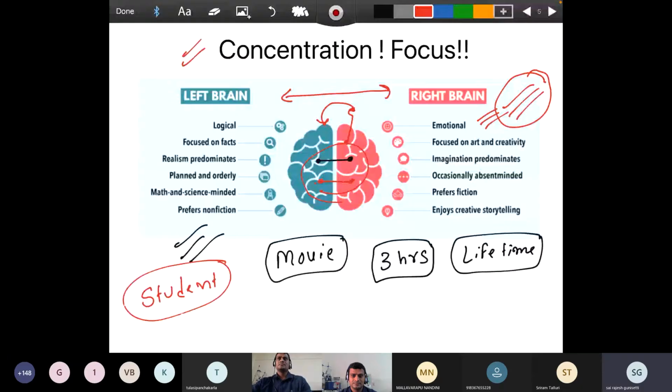Now the analysis part of the GPAT. These are all the GPAT cutoffs from the previous years. As I told you, this is for 500 marks. Out of 500, in 2020 the cutoff for general is 163, OBC 131, SC 193.